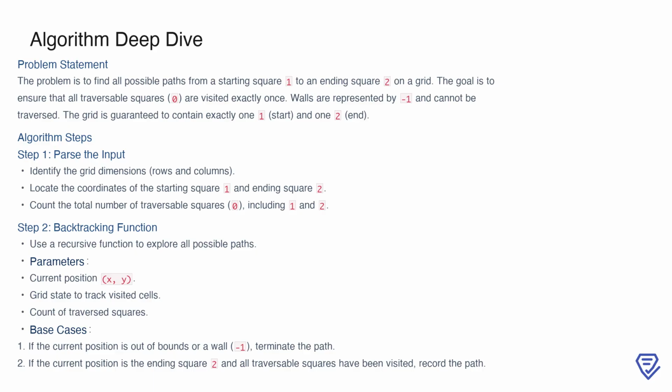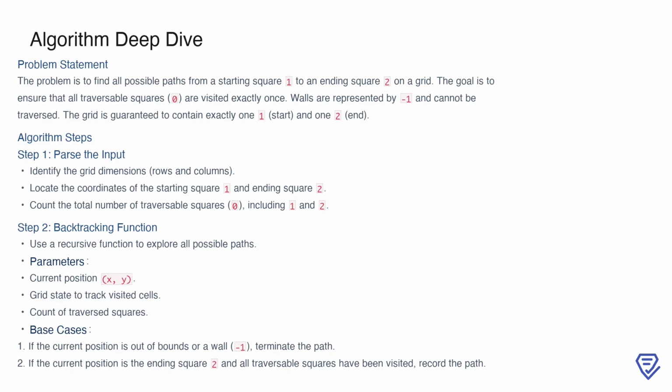First, we parse the input by identifying the grid dimensions, the locations of the start and end squares, and counting the total number of traversable cells, including the start and end. Then, we define a backtracking function that will handle the exploration of paths recursively. This function will take parameters like the current position, the grid state to track visited cells, and a counter for the number of squares visited so far.